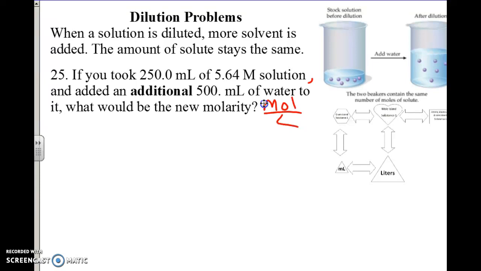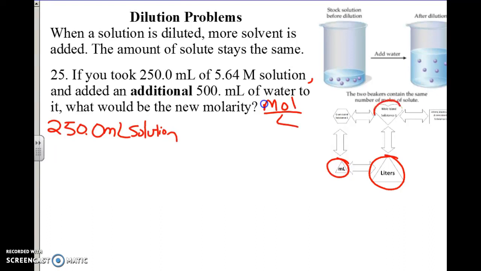So what we're going to do is start off with 250.0 milliliters of solution. We're starting off right there on our sheet. We're going to go right here, and then we're going to finally end up there. So that's milliliters of solution.